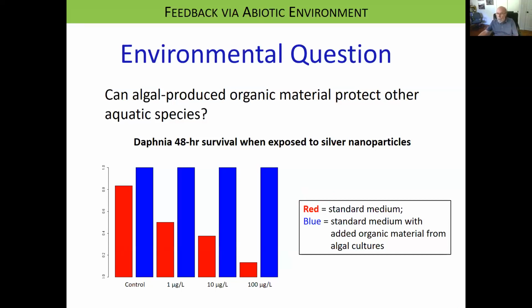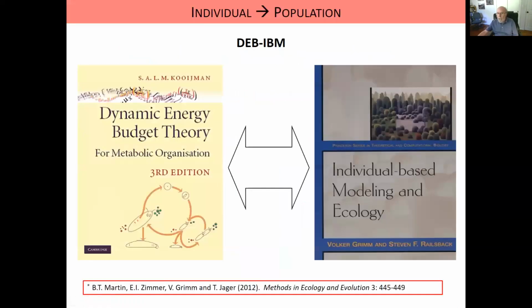The next example goes into more detail about how we use dynamic energy budget models in order to connect the properties of individuals and populations. What I'm going to present draws very heavily on the work of a then PhD student, Ben Martin, who was part of a European project where a large cohort of PhD students was trained in various mechanistic approaches to ecotoxicology.